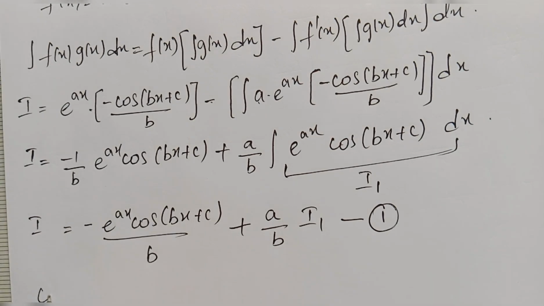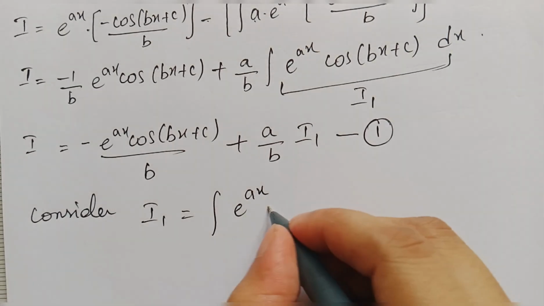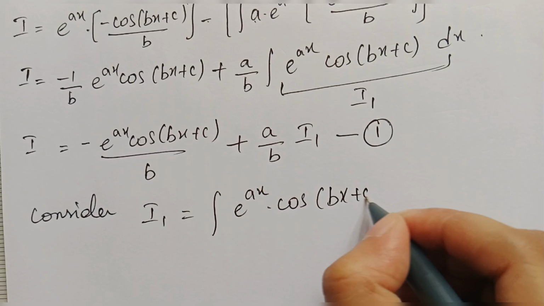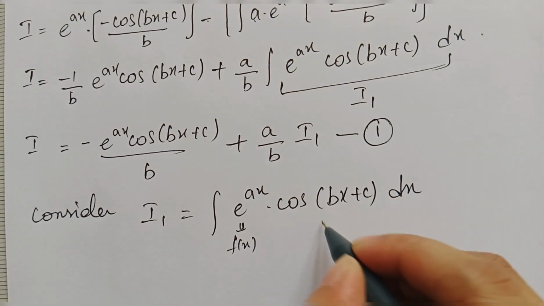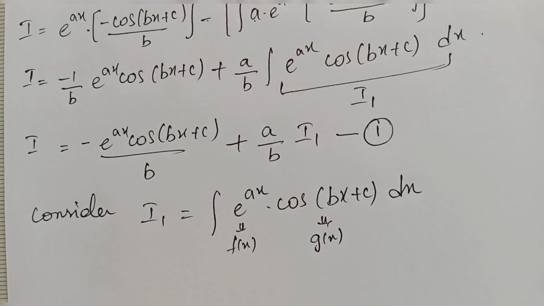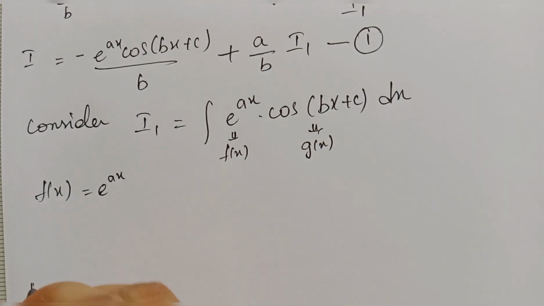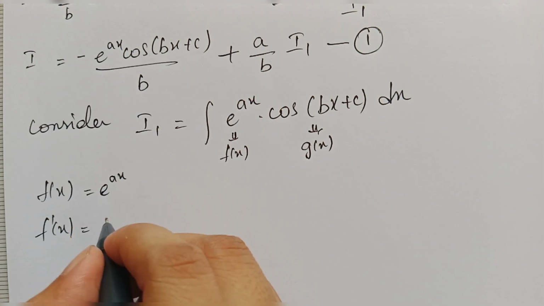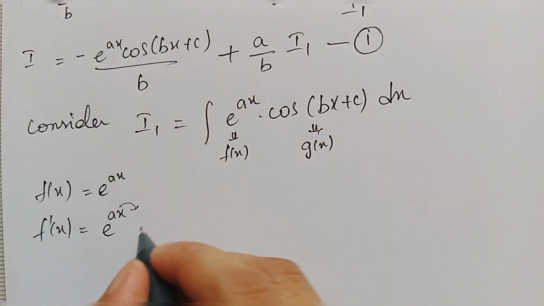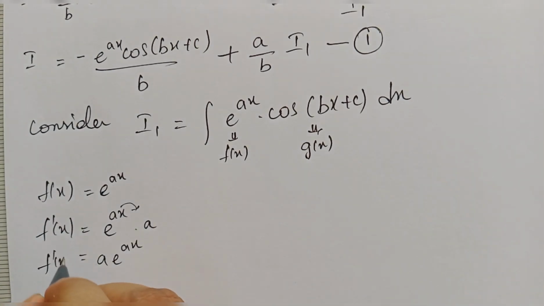Now consider the I1 value. I1 is equal to the integral of e^(ax) into cos(bx + c) dx. Again, this function is taken as f(x) and this function is taken as g(x). So f(x) is equal to e^(ax). We should find f'(x): the derivative of e^(ax) is e^(ax), and this is not just x, so again the derivative gives a. So a into e^(ax) is the f'(x) value.